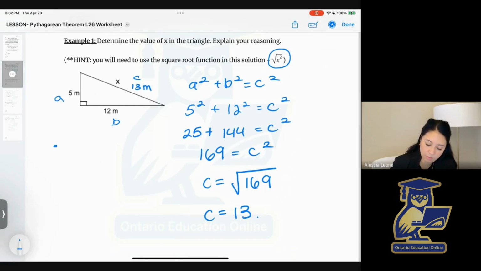So we can put therefore. Those three dots set up like that means therefore x equals 13 meters. And that's our conclusion sentence.